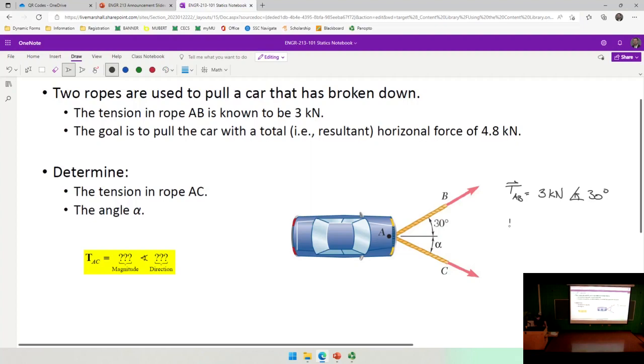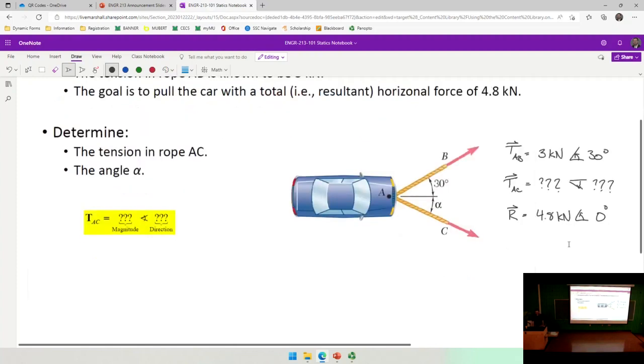Now, our goal for this problem is to figure out what the tension in AC needs to be and what that angle needs to be. But we know what our end goal is. We know what the resultant needs to be. So what does the resultant need to be? Well, we know that the magnitude is going to be 4.8 kilonewtons. And if we want to talk about the angle from the horizontal, what is that angle going to be? 0. We know that's going to be 0 because it's horizontal.